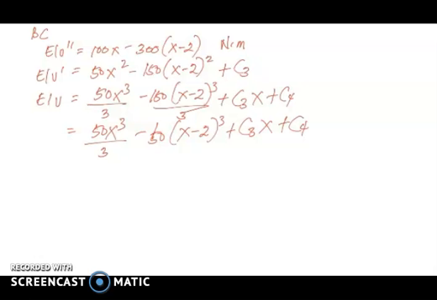Now we're going to identify the constants C sub 1, C sub 2, C sub 3, and C sub 4 using our boundary conditions. So we start by using our boundary conditions.